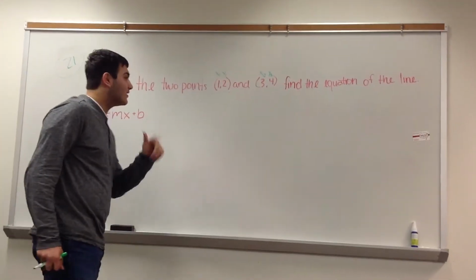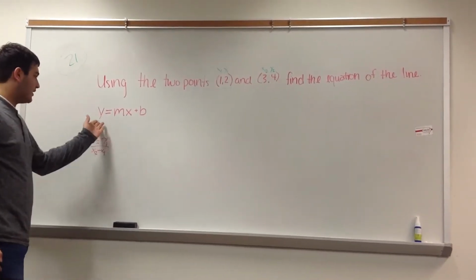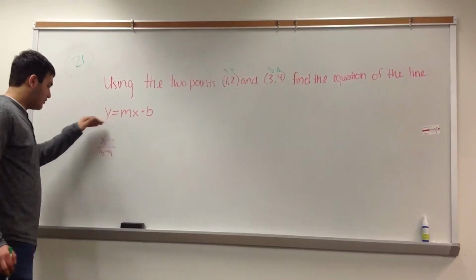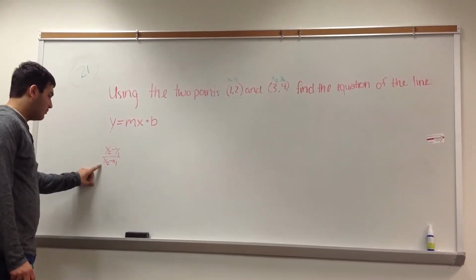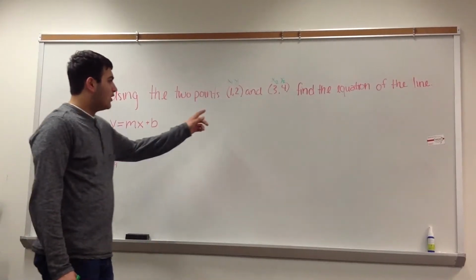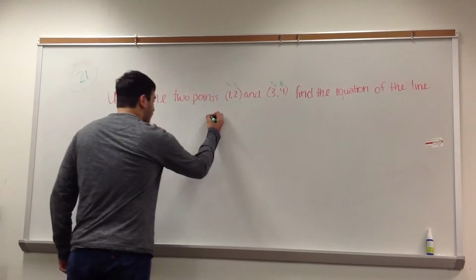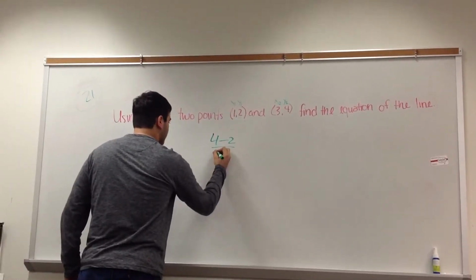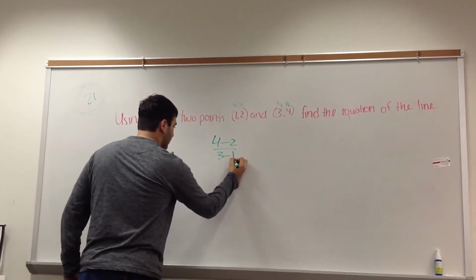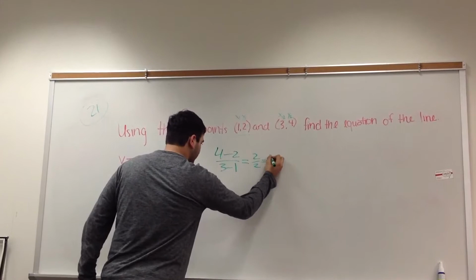Here we have 2 points, and we're going to use them to find an equation of the line. So here we have the base equation, y = mx + b, and m is your slope, which can be calculated from (y2 - y1) over (x2 - x1). The points (1, 2) and (3, 4) are the points we're going to use. So y2 is 4, y1 is 2, x2 is 3, and x1 is 1. That gives you a total of 2 over 2, which is 1. That's your m.